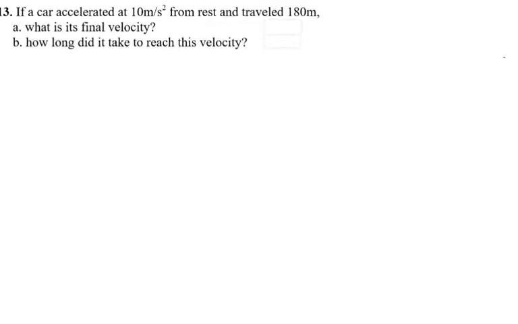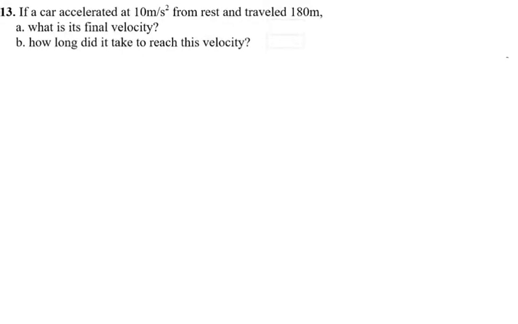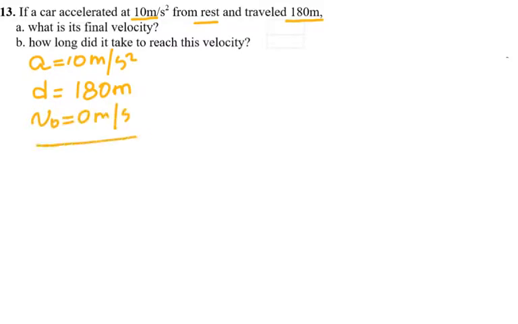Here's an interesting question. What they ask you is to find the car's final velocity. Acceleration is given, 10 meters per second squared, and it started from rest. So I have acceleration, I have initial velocity, and I have the distance traveled. Acceleration is 10 meters per second squared, distance is 180 meters, and initial velocity is 0 meters per second. They want you to find the final velocity and how long it took.